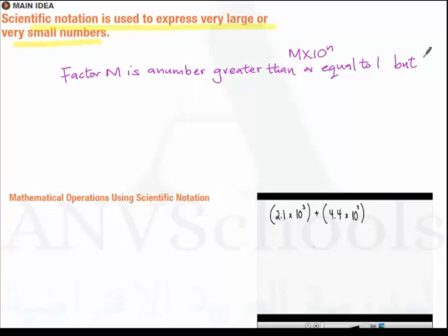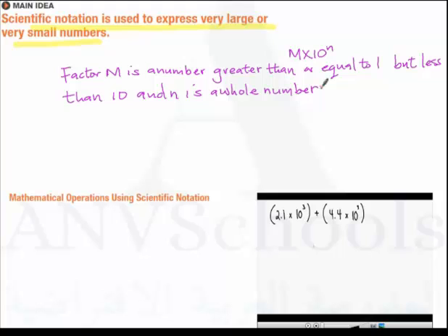And n is a whole number. So n must be a whole number.